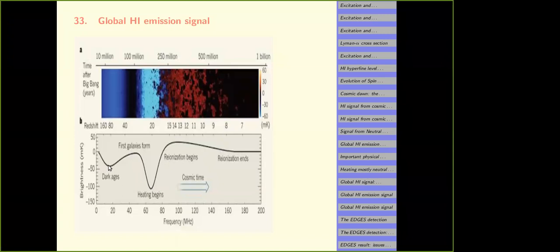So this is what we expect. One trough from the pre-dawn era, one trough from the beginning of reionization, what is called cosmic dawn. So this trough corresponds to firmly in the era of cosmic dawn. And then the epoch of reionization, when the signal is observable in emission.